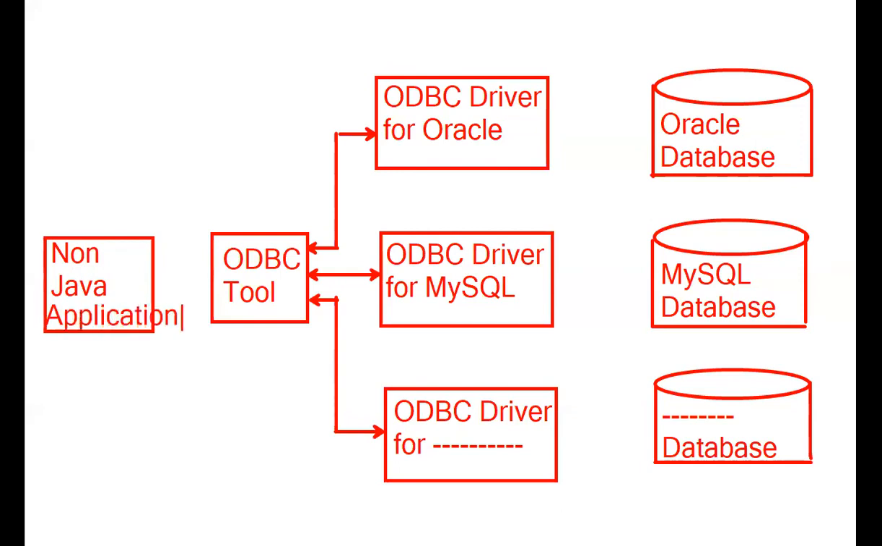This non-Java application connected to ODBC. After that, they selected one driver, suppose Oracle. Then they connected to Oracle. Then communication is possible. Whatever instruction the non-Java application passes comes to the tool, and through this driver it is passed to the database. Like that, they did transactions with the database.